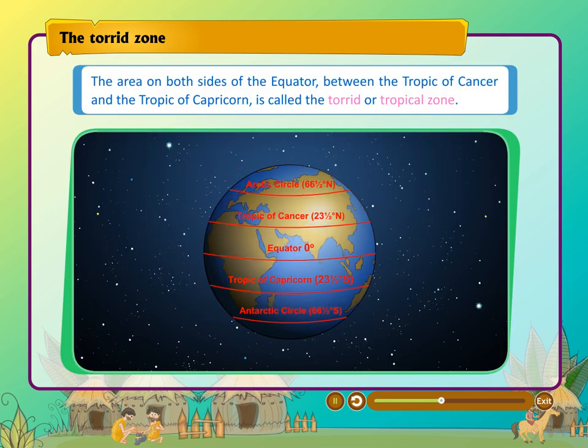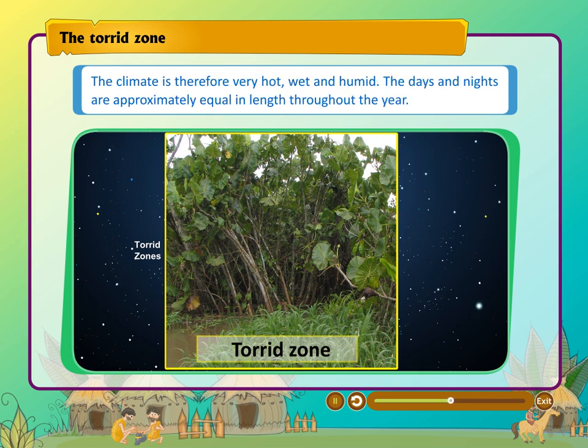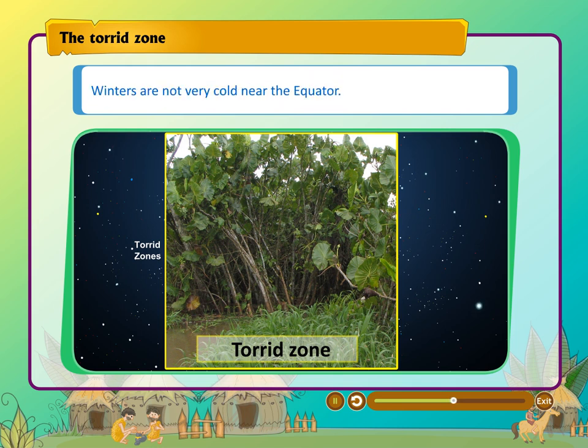The torrid zone. The area on both sides of the equator between the Tropic of Cancer and the Tropic of Capricorn is called the torrid or tropical zone. The torrid zone receives strong sunlight throughout the year. The heat causes a lot of evaporation. This evaporated moisture rises up, forms clouds, and results in rain. So the zone receives a lot of rain. The climate is therefore very hot, wet, and humid. The days and nights are approximately equal in length throughout the year. Winters are not very cold near the equator.